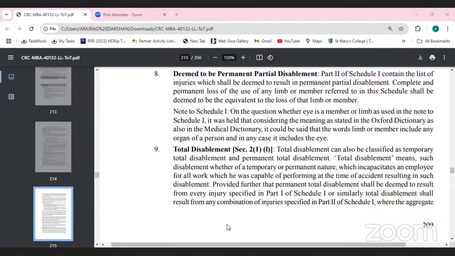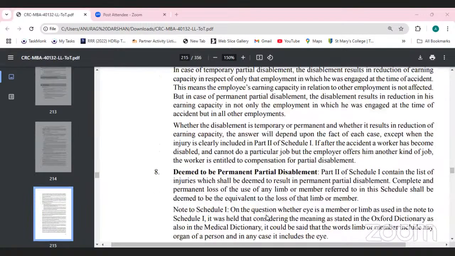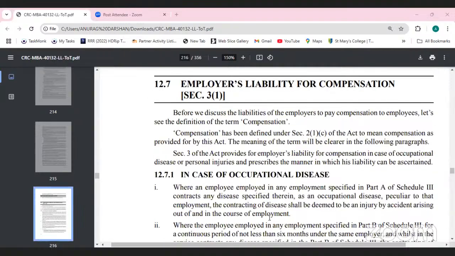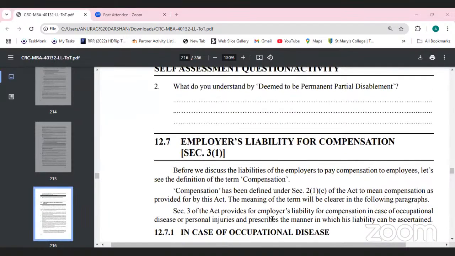So the total disablement can also be classified as temporary total disablement and permanent total disablement. Total disablement means such a disablement, whether of a temporary or permanent nature, which incapacitates the employee for all the work which he was capable of performing at the time of the accident, and due to the accident which resulted in the disablement. So coming to the employer's liability for compensation, it is dealt with under Section 13, subsection 1.